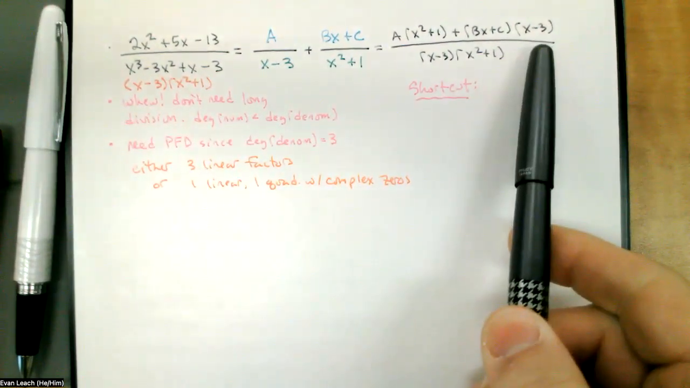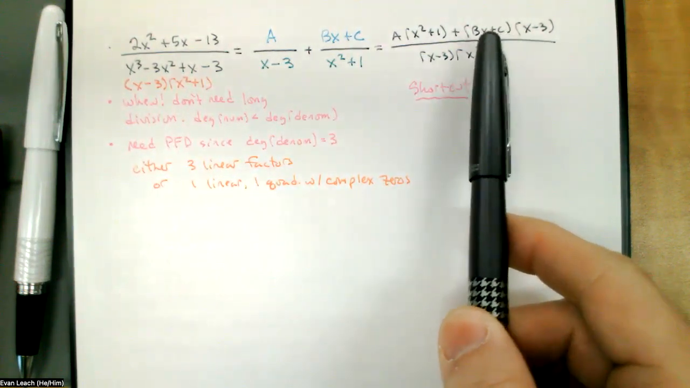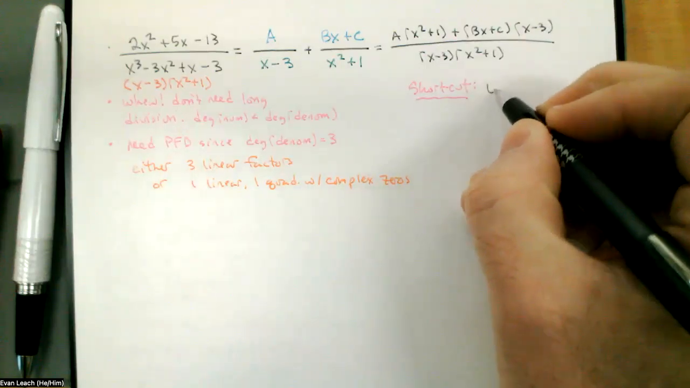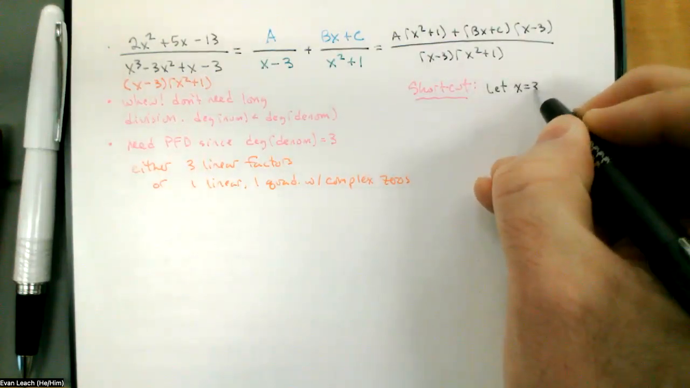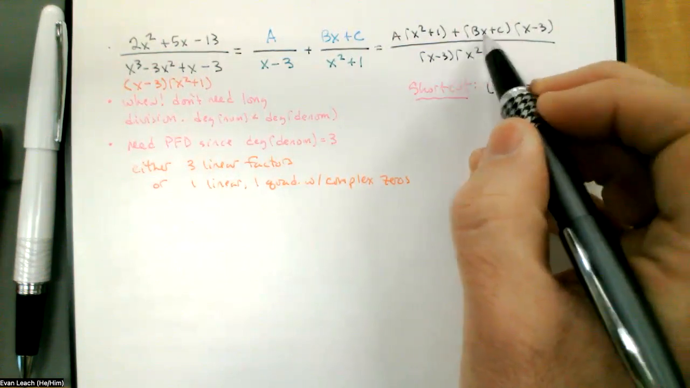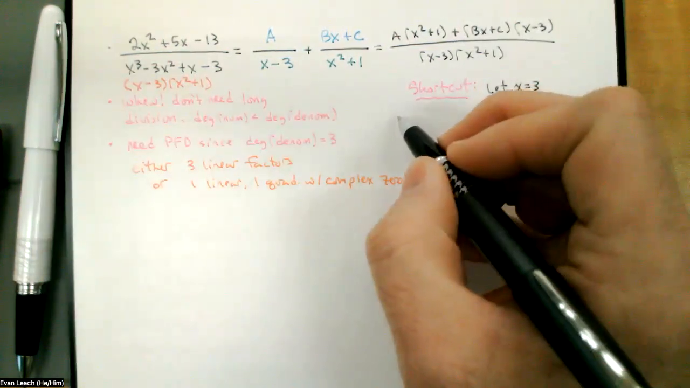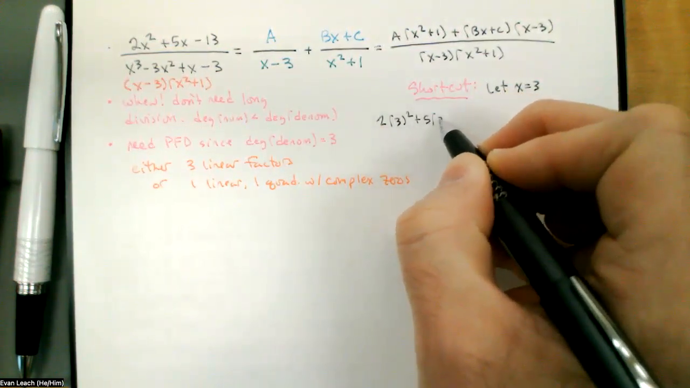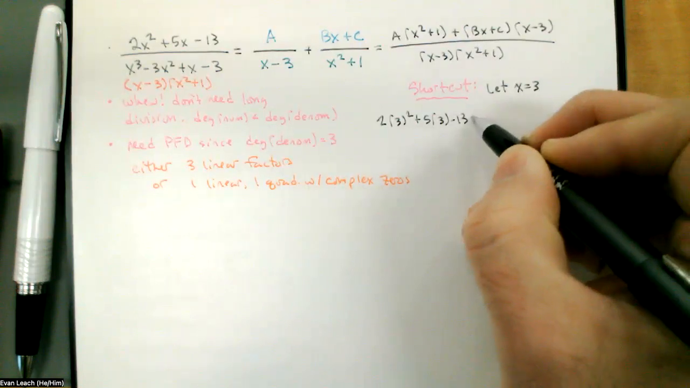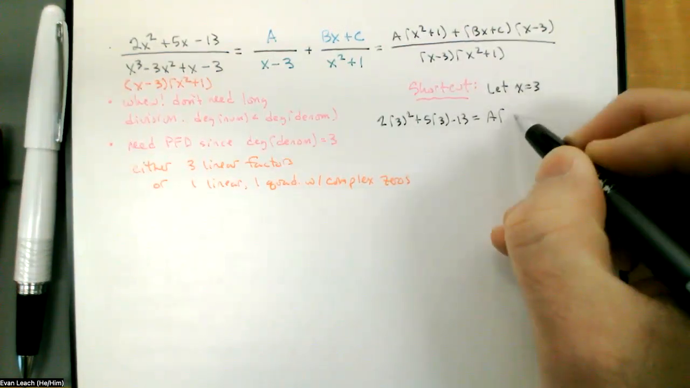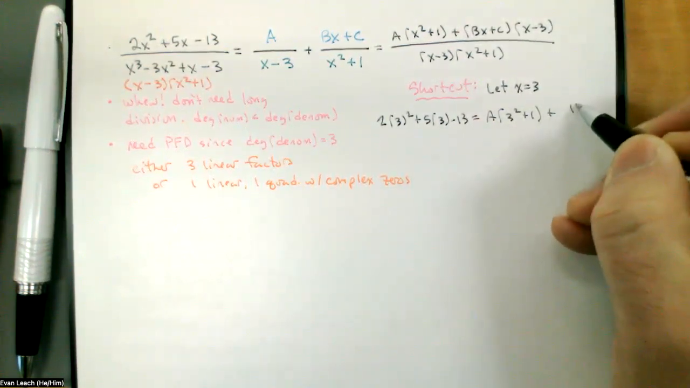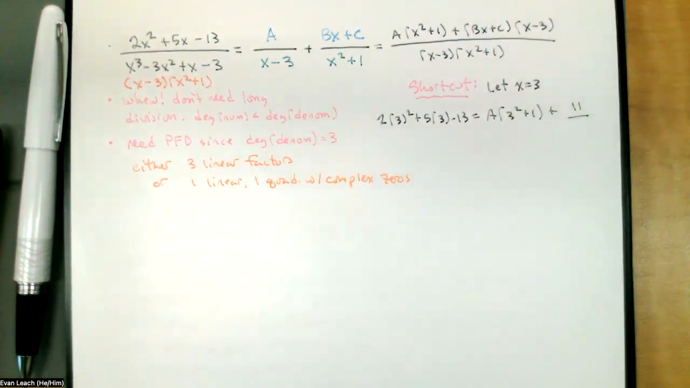Here's a very convenient choice for x. If x is equal to 3, that takes out b and c. I like that. So my first shortcut is we're going to let x equal 3, because that's going to take out the bx plus c, and we're just going to have 2 times 3 squared plus 5 times 3 minus 13 is a times 3 squared plus 1 plus, it doesn't matter. Those all get zeroed out.